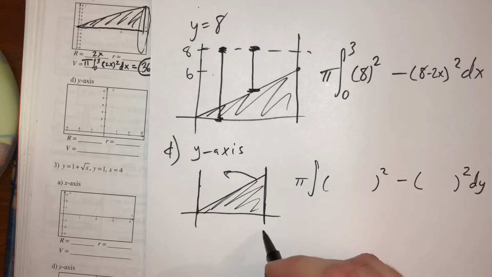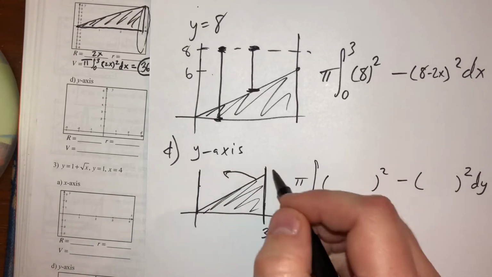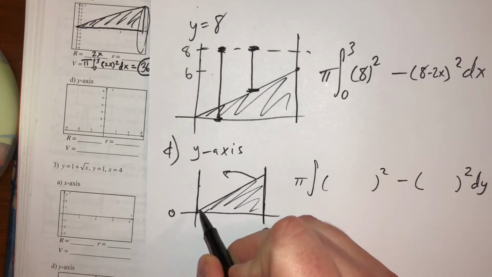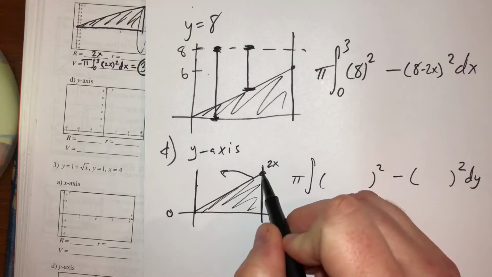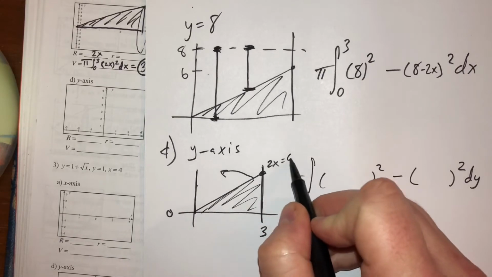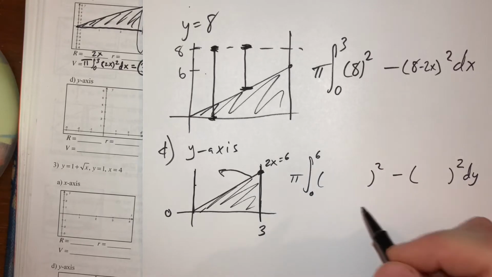This line is 3, right? And we got to find out our low y value, our high y. Well, our low value is 0, and our high y value is wherever these two touch, right? And this is 2x, right? So 2 times 3 is 6. So we know that we're going from 0 to 6.